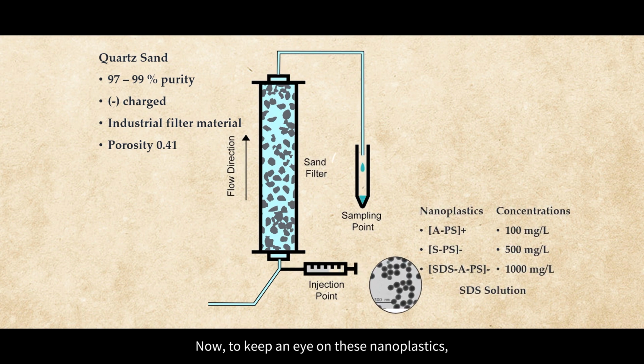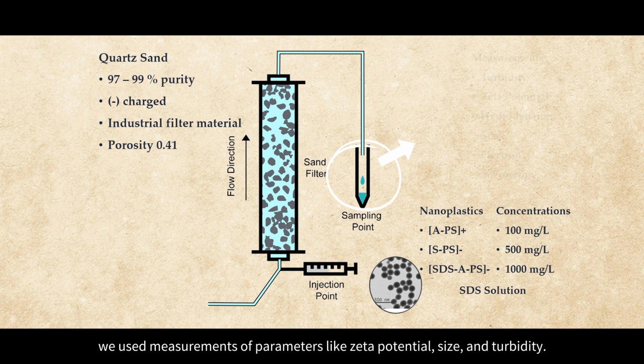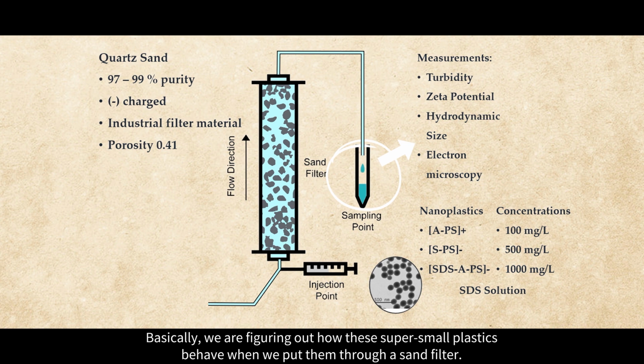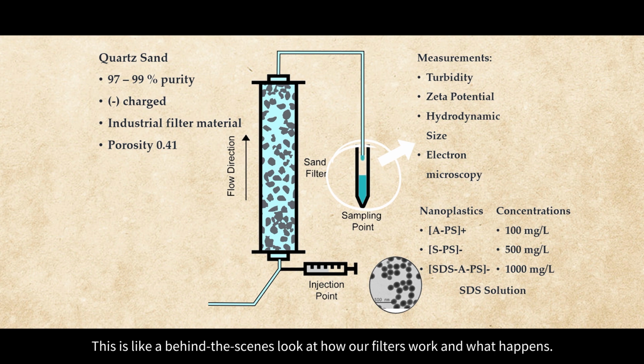Now, to keep an eye on these nanoplastics, we used measurements of parameters like zeta potential, size, and turbidity. Basically, we are figuring out how these super small plastics behave when we put them through a sand filter. This is like a behind-the-scenes look at how our filters work and what happens.